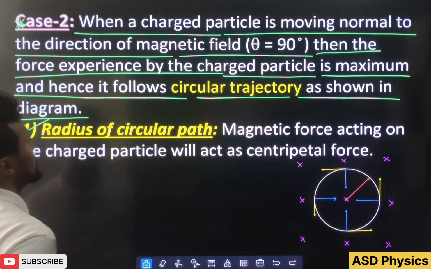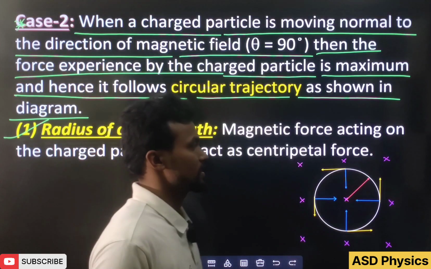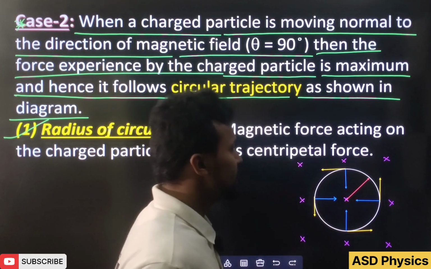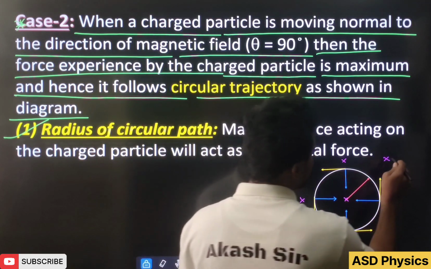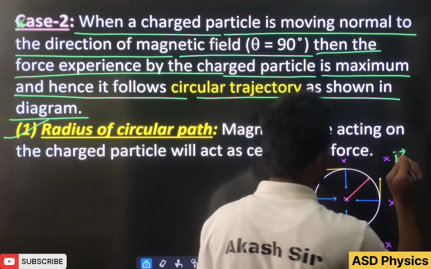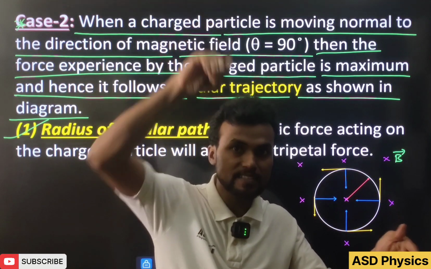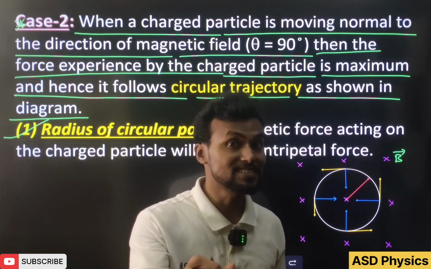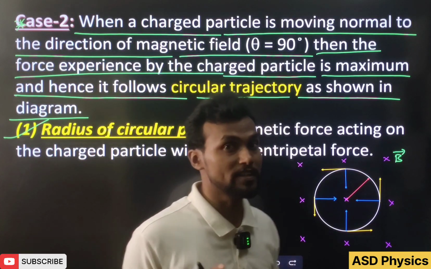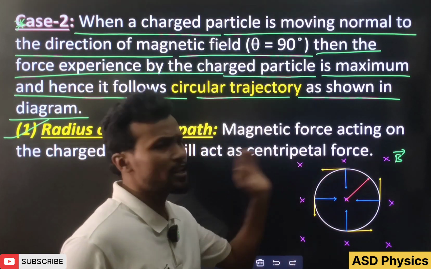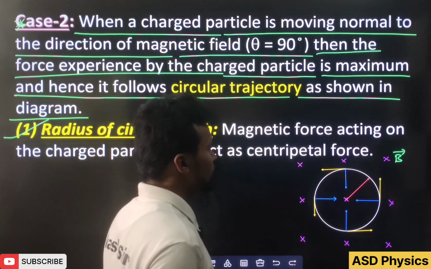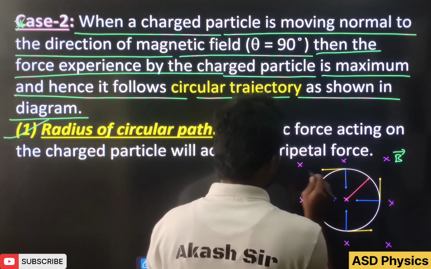Let's see here how it will happen. See first the radius of the circular path. Here, the magnetic field is inside the board, that means along the negative z direction. This side x-axis, y-axis, towards your screen z-axis, and inside of the screen negative z-axis. So the magnetic field is along the negative z-axis.